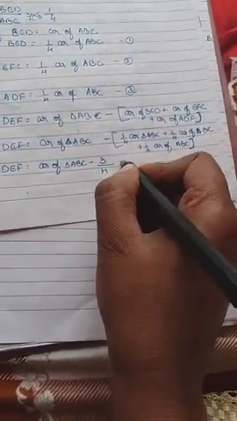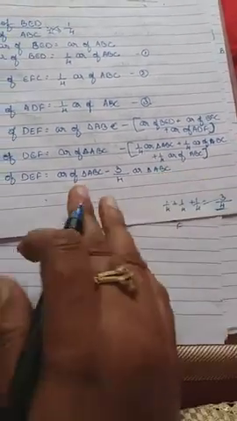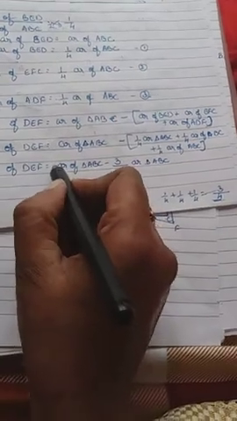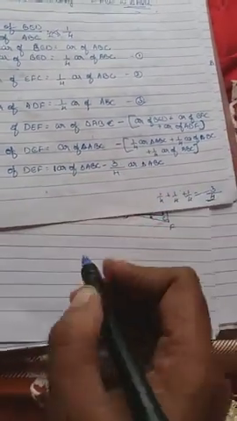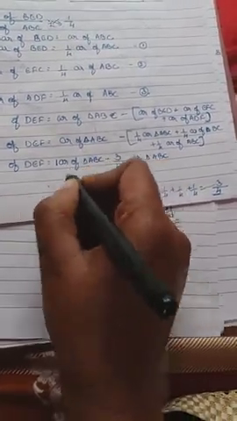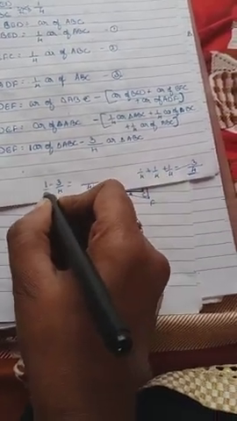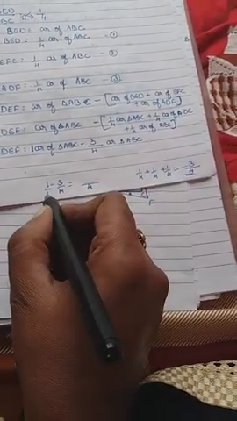1 by 4 is 3 by 4 of the area of triangle ABC. Here, if there is no number, it will be 1. So now you have to do 1 minus 3 by 4, because the areas of triangle ABC are the same now. We can do that. So take the LCM 4.